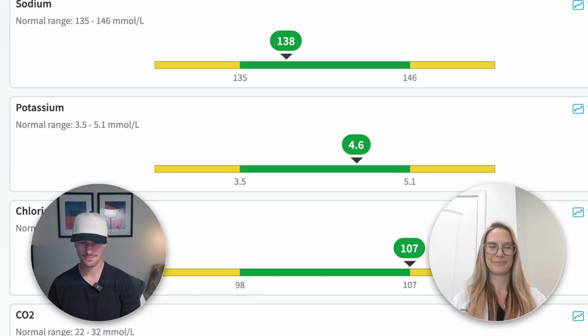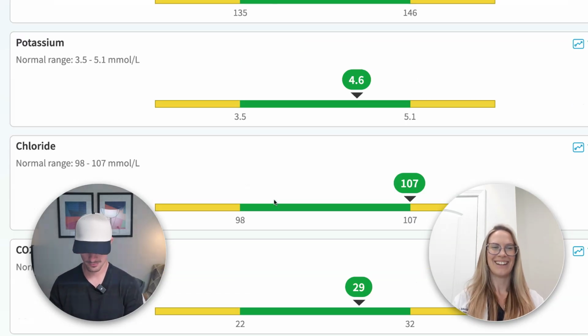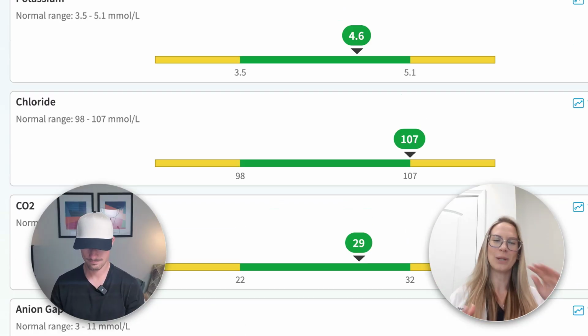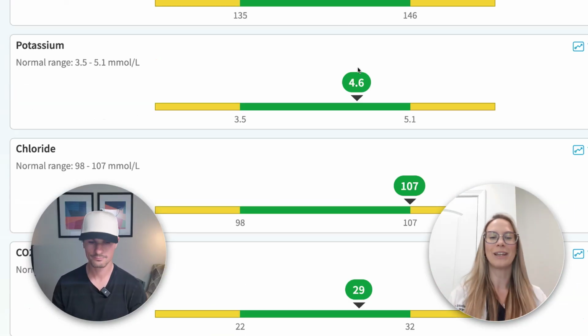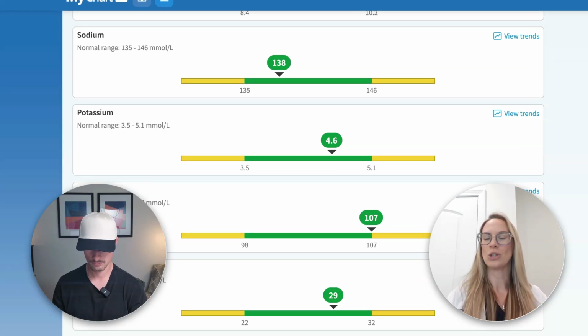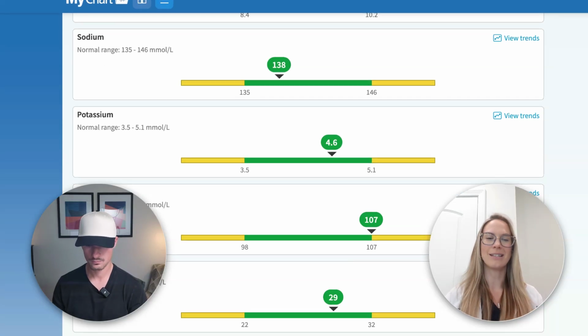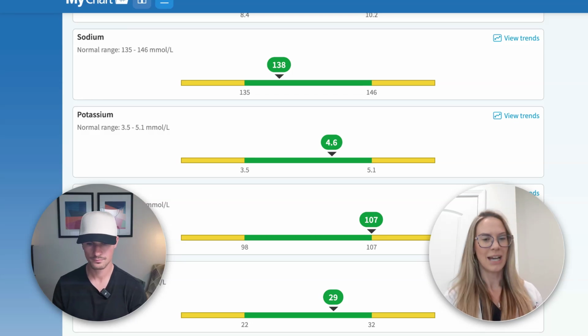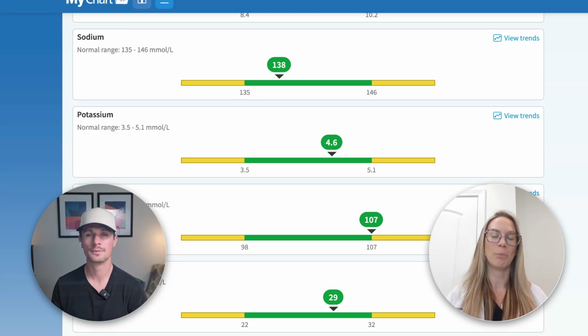Okay, makes sense. Alrighty, let's move to chloride. All right. So chloride goes hand in hand with your sodium. When we think of salt, we think of sodium and chloride. It is another electrolyte that we look at to see what your volume status in your body is. Are you dehydrated? Are you not dehydrated? And how much fluid you have on board.